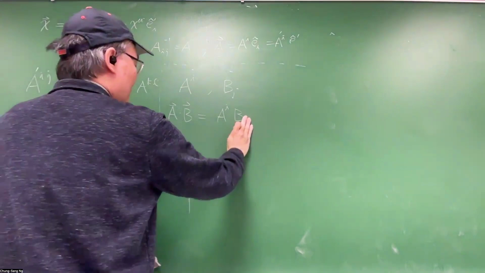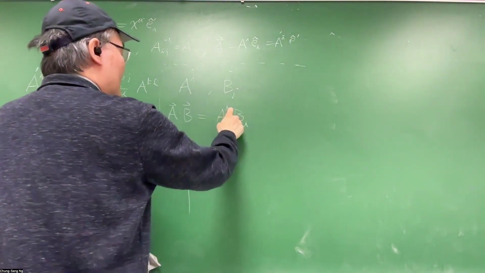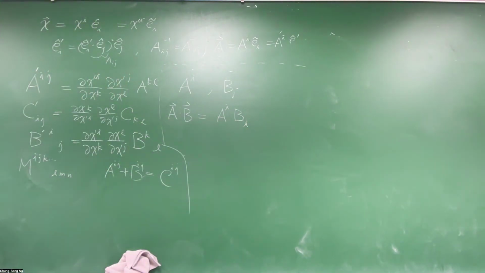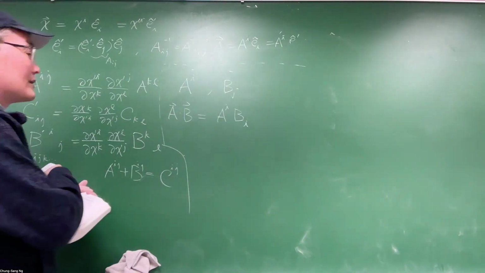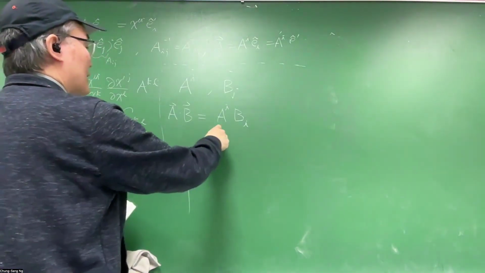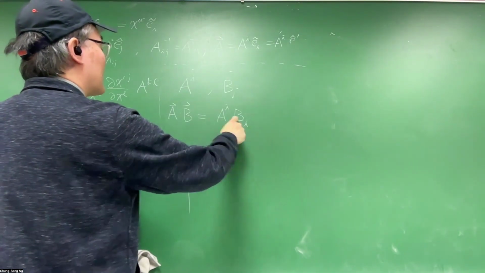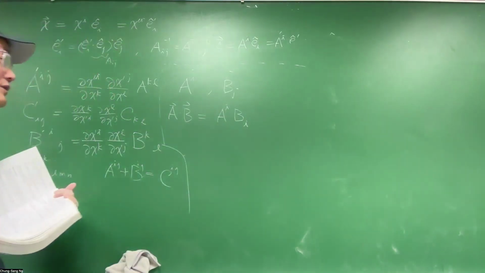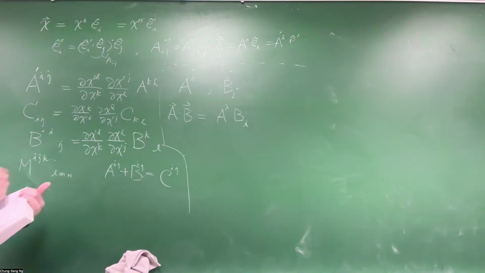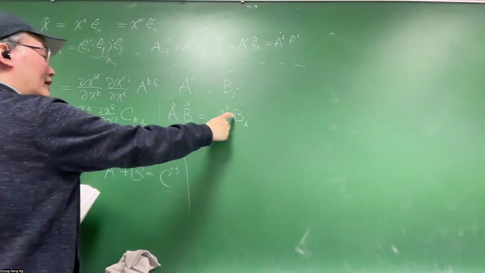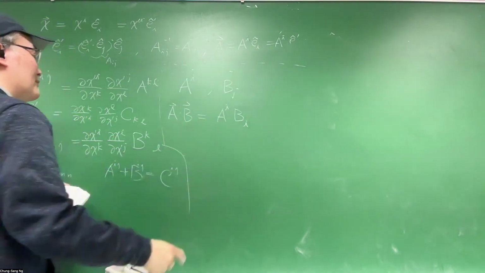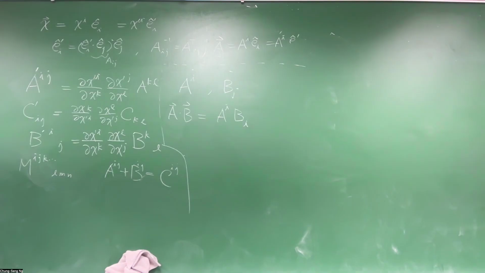A^i B_i, meaning sum. So there are three terms. Now we want to show that this definition will give you a scalar. Once you sum over that, there is no index left. That means it's a scalar.